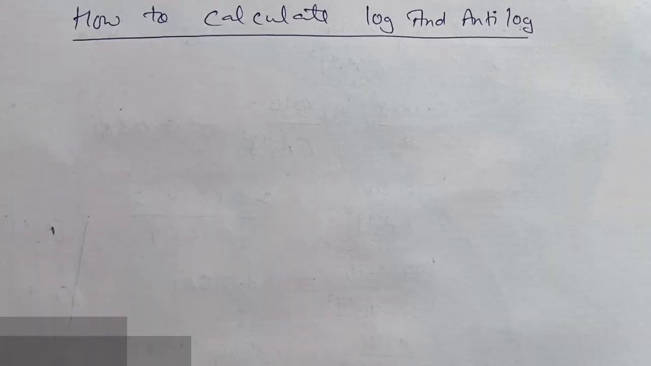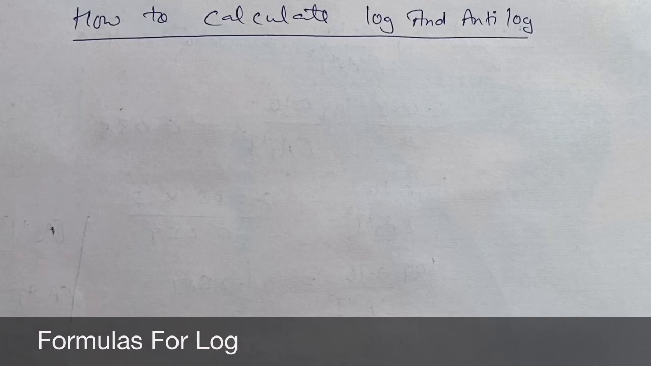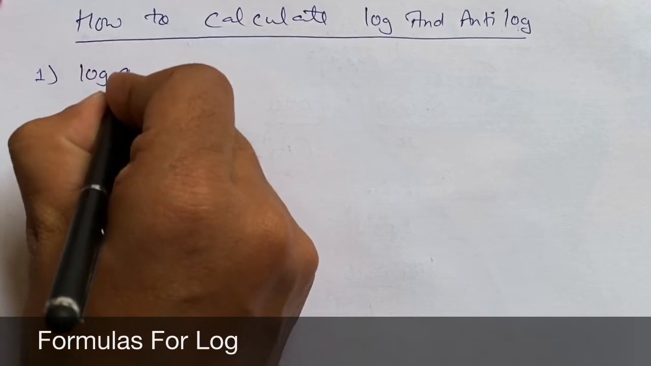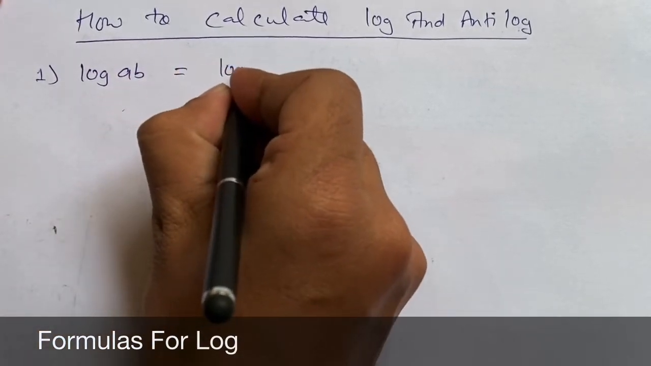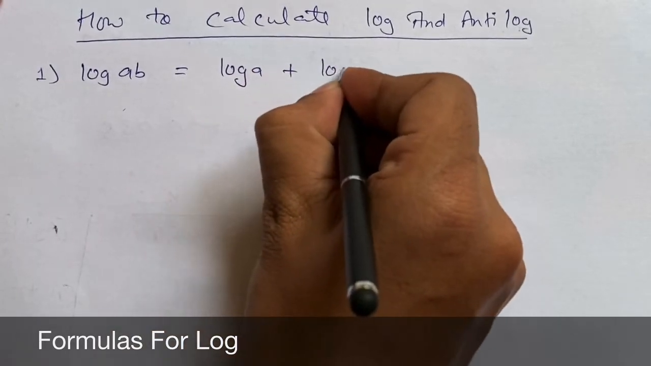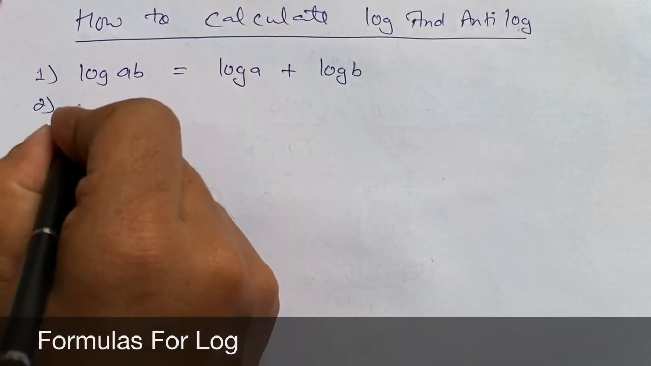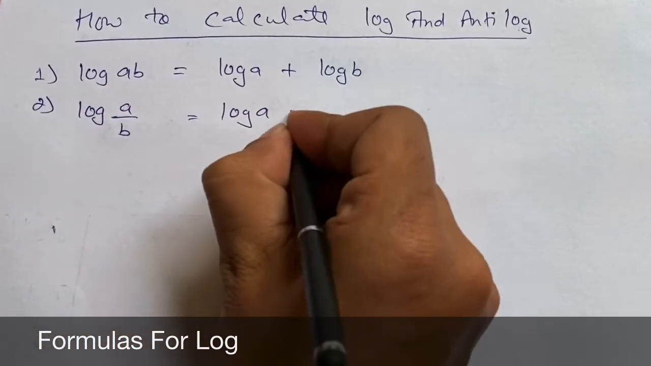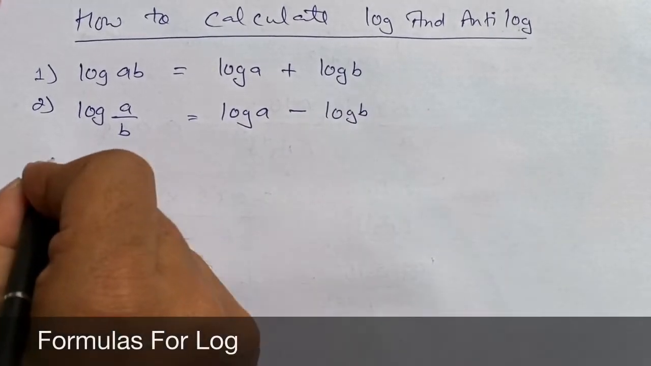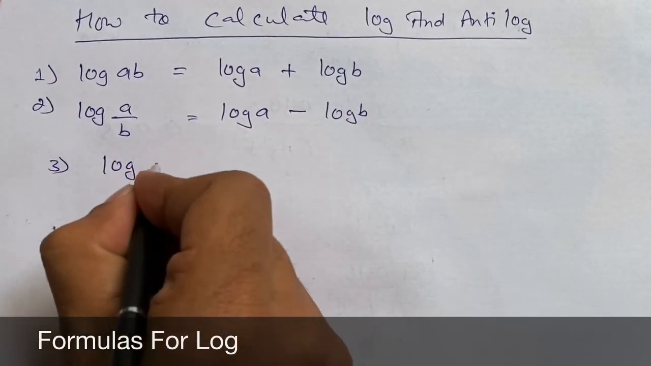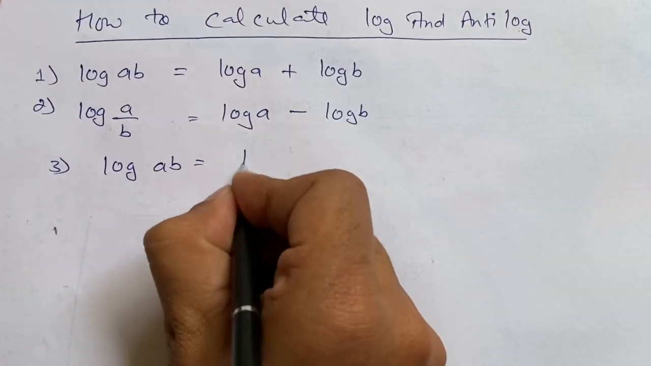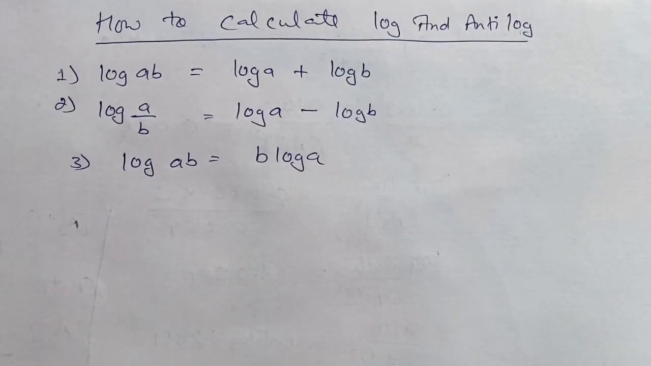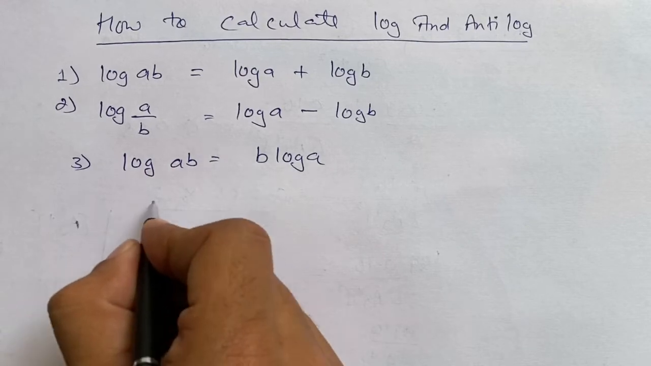So let us start. Before starting, I am writing formulas regarding log. The first formula is log AB. The formula will be log A plus log B. Second formula is log A upon B, that is log A minus log B. Third formula is log A power B. The formula is B log A. There are three formulas related to log. Now let us take an example.